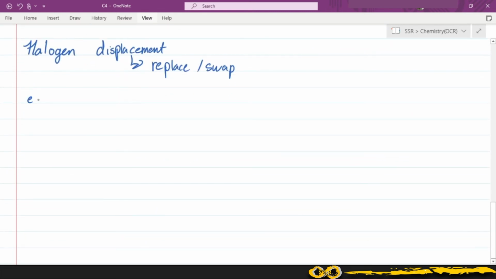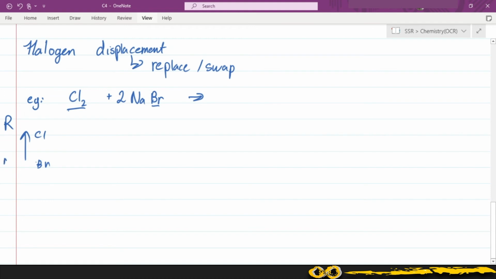Let's look at an example. If we have chlorine gas reacting with sodium bromide, we need to predict if there's going to be a reaction here. So we need to compare the reactivity of chlorine and bromine. Chlorine is above bromine on the periodic table, and we remind ourselves that in terms of reactivity, the highest reactivity is at the top of the group and the lowest is at the bottom.